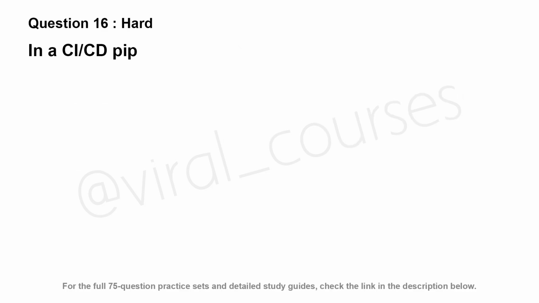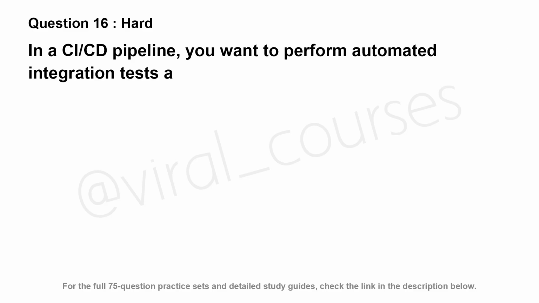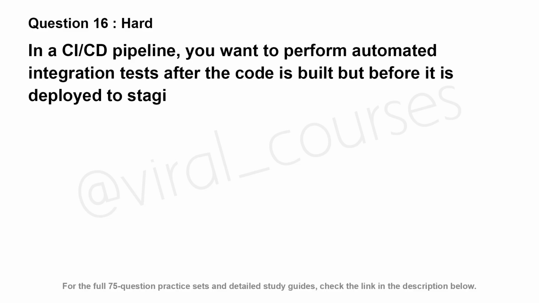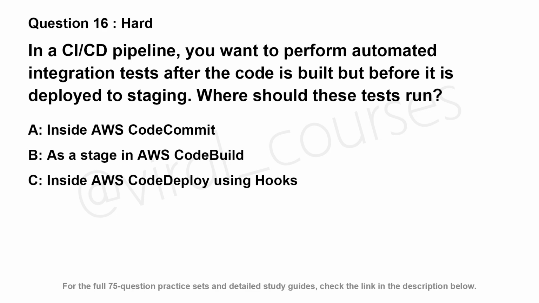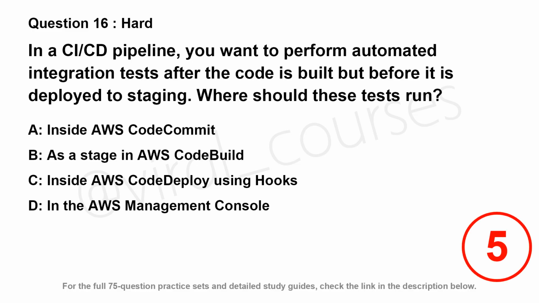In a CI/CD pipeline, you want to perform automated integration tests after the code is built but before it is deployed to staging. Where should these tests run? Option A. Inside AWS CodeCommit. Option B. As a stage in AWS CodeBuild. Option C. Inside AWS CodeDeploy using hooks. Option D. In the AWS Management Console.